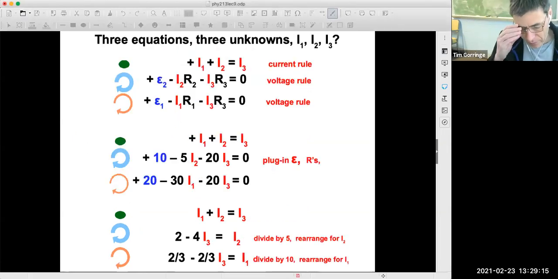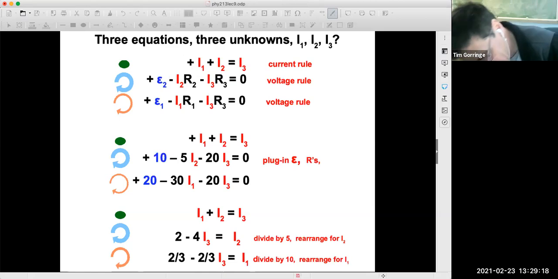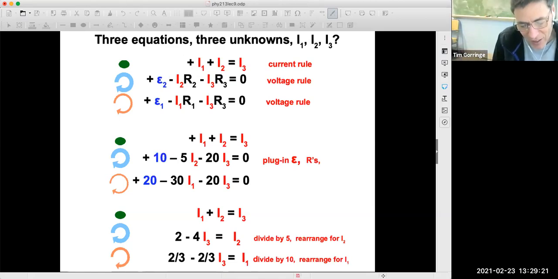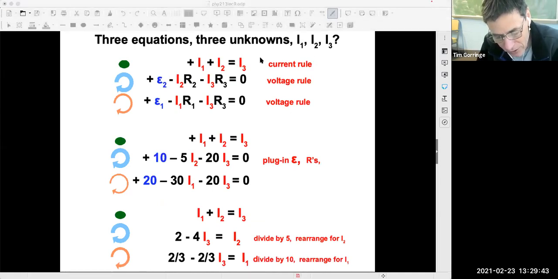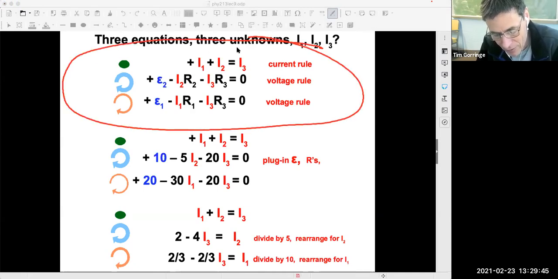Okay, so this is a slide with a lot of equations on it, but let me explain what I'm doing here. Starting at the top, I just reproduced the three equations from the previous slide that we got with Kirchhoff's rules, Kirchhoff's current rules, Kirchhoff's voltage rules. That is something we should be able to do.